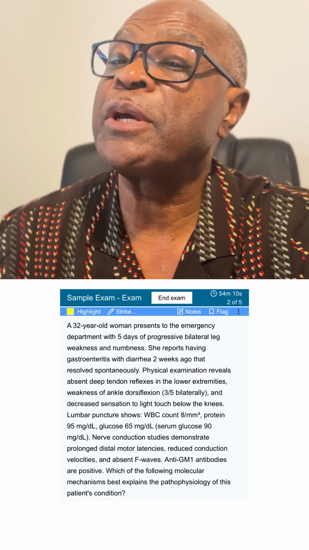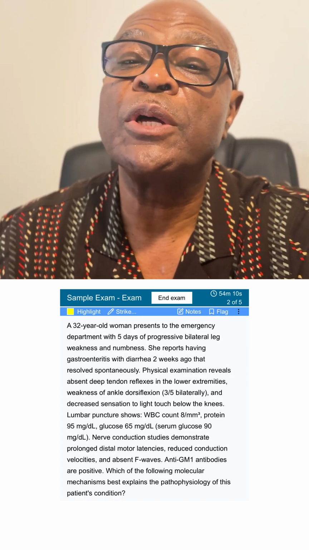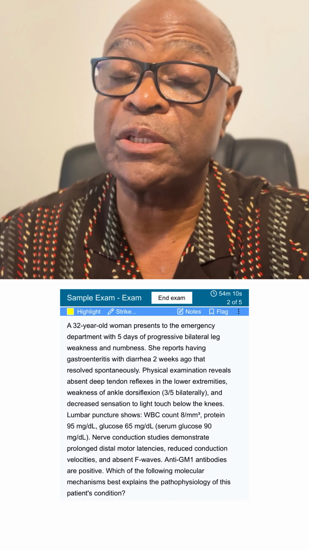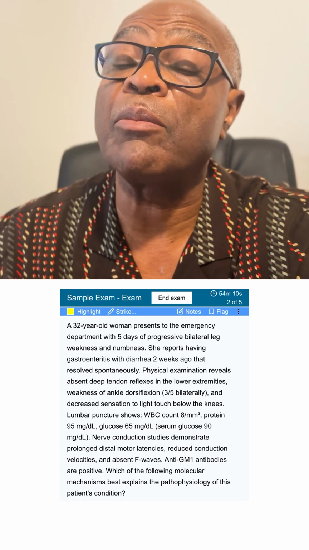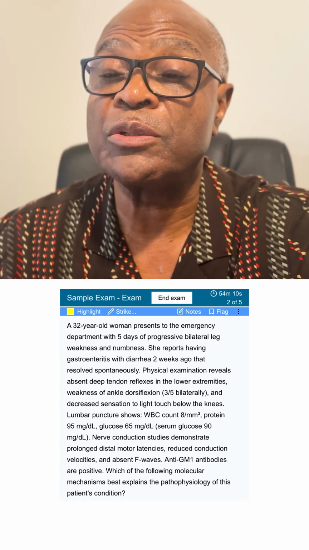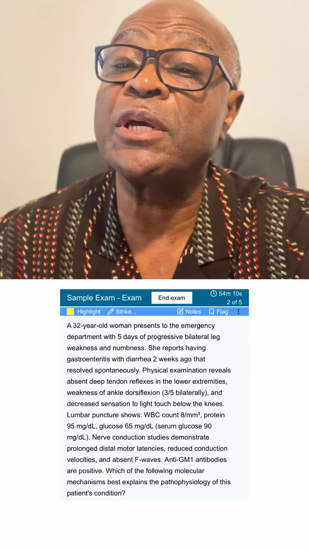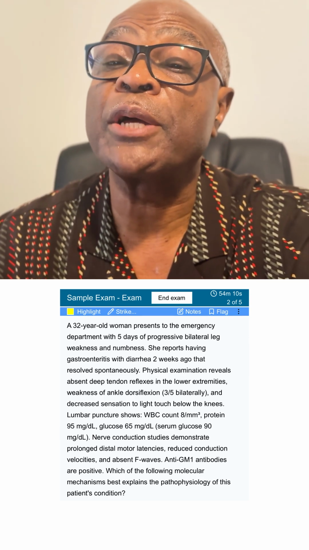She reports having gastroenteritis with diarrhea 2 weeks ago that resolved spontaneously. Now, when they say that, I start to think about Guillain-Barré, which is autoimmune. It usually starts about 2 weeks after the gastroenteritis, and if they want a bacteria, it's Campylobacter jejuni.